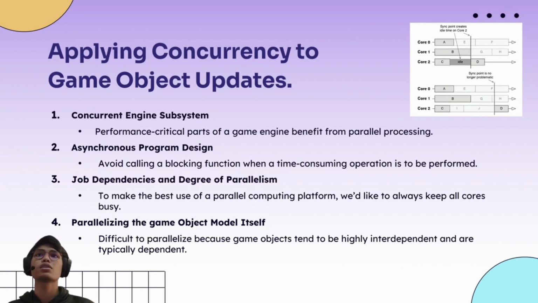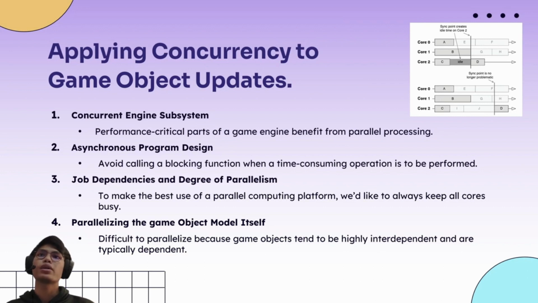Next is asynchronous program design. When a time-consuming operation is to be performed, we should avoid calling a blocking function. Instead, large or expensive jobs should be requested by calling a non-blocking function that sends the request to be executed by another thread, core, or processor, and then immediately returns control to the calling function.